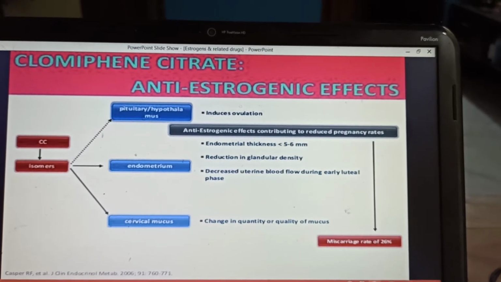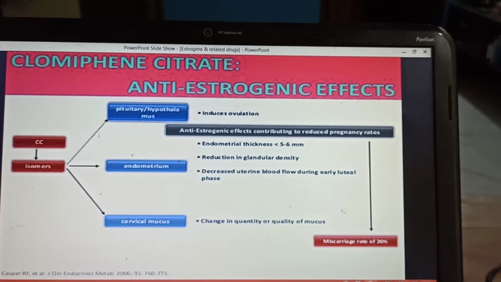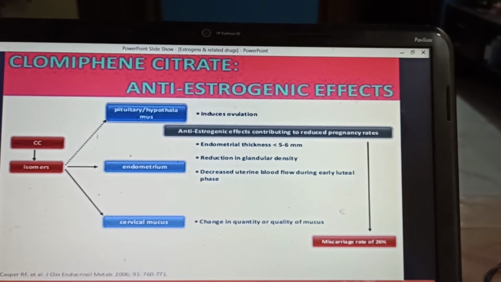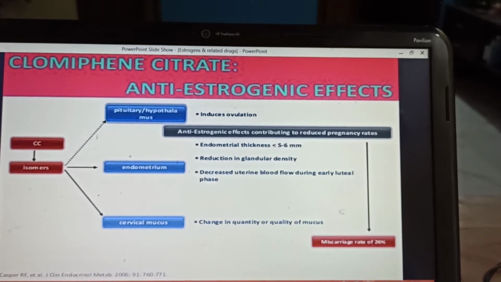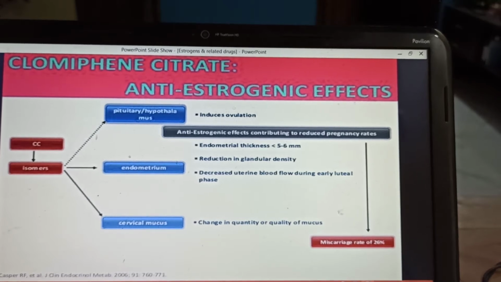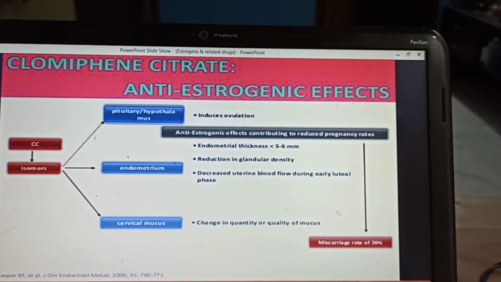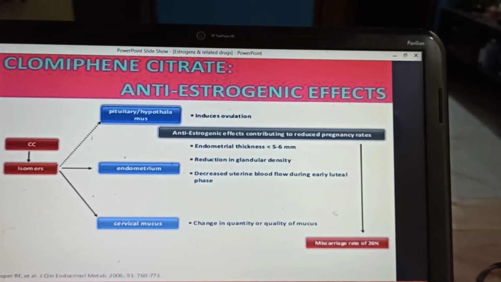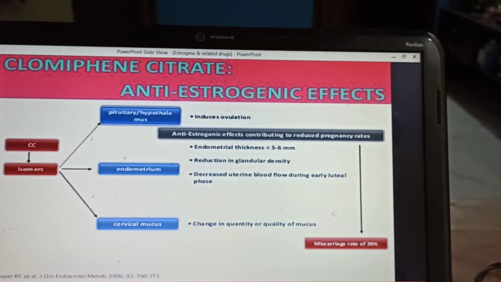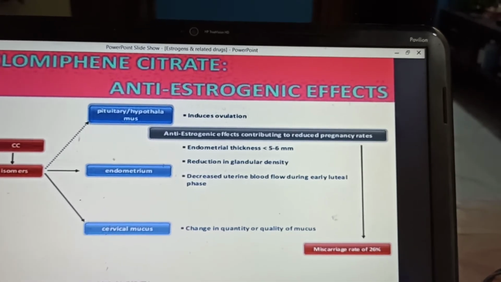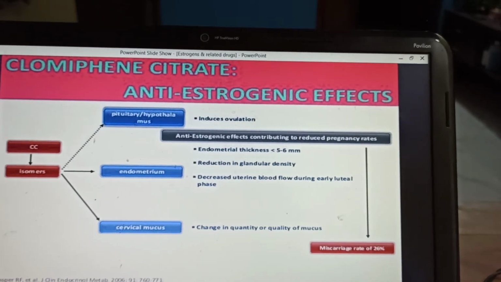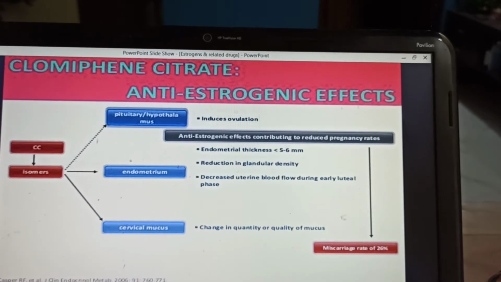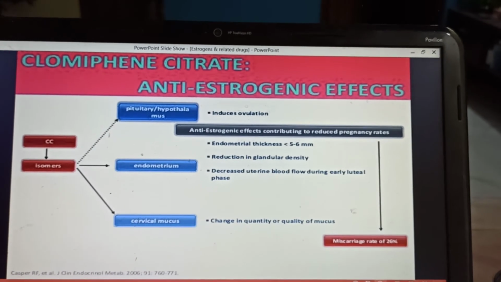So why is there a reduced pregnancy rate with clomiphene citrate? Because it has an anti-estrogenic effect on the endometrium and the cervix. So endometrial thickness will be reduced, there is a reduction in the glandular density of the endometrium, a decrease in uterine blood flow during the luteal phase, and a change in the quantity and quality of the mucus. Cervical mucus becomes thick instead of thin, and there is also miscarriage. So this can be seen with clomiphene citrate, and hence there is a higher failure rate with clomiphene citrate.